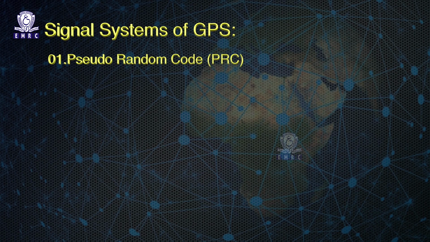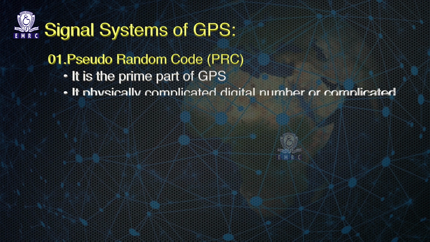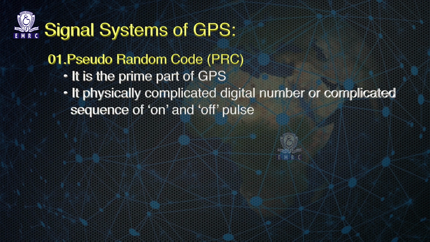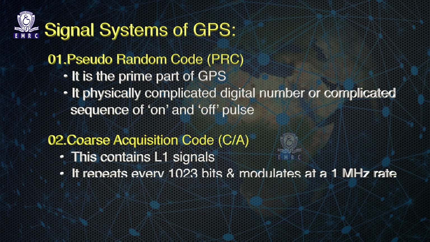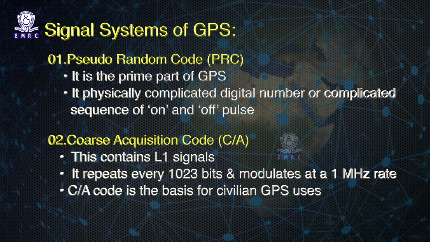GPS sends its information through microwave signals. The signal is a pseudo-random code, which is the primary part of GPS. It is a physically complicated digital number, or a complicated sequence of on and off pulses. There are two types of PRC signals generally found: the Coarse Acquisition code. This contains L1 signals. It repeats every 1023 bits and modulates at a 1 MHz rate. The CA code is the basis for civilian GPS uses.